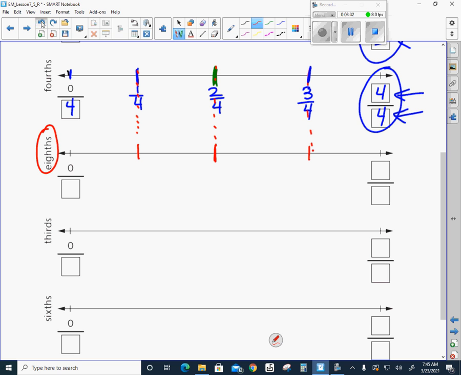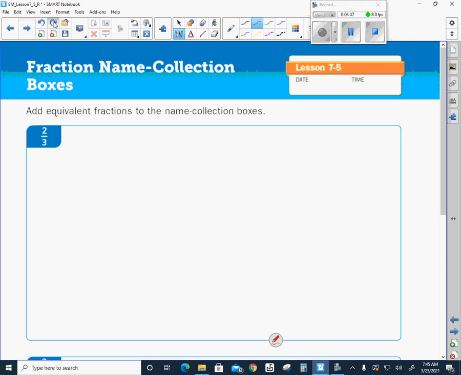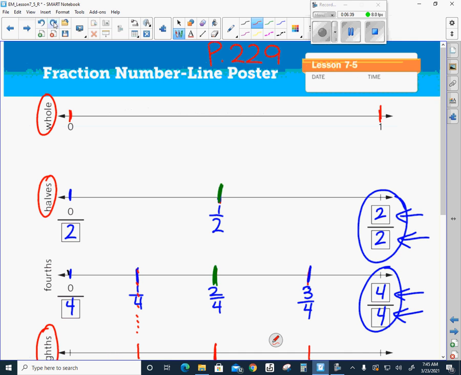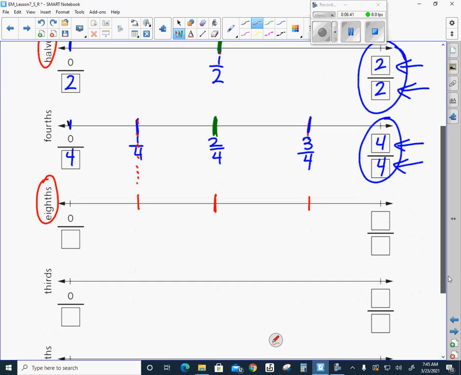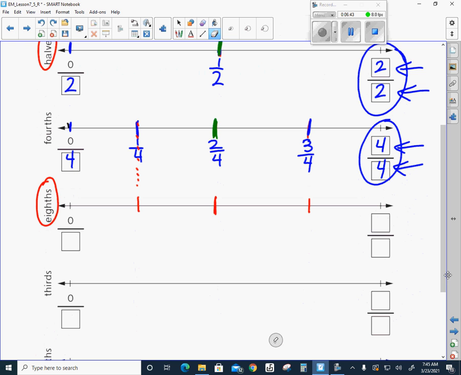All right, let me get all those marks off of there. I don't want those marks on there. Oops. There we go. All right. Having some technical difficulties here. Let me get that off there.